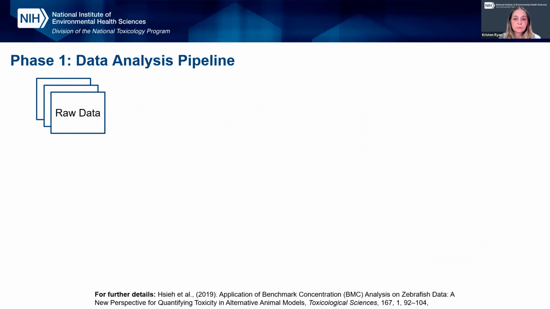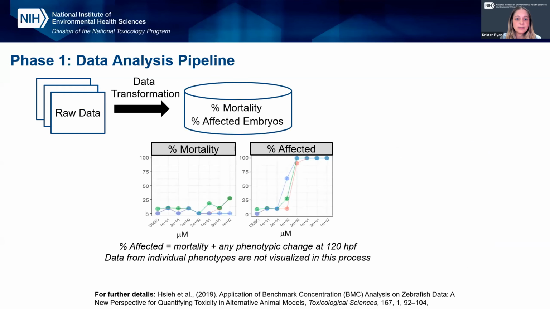So after receiving the raw data from each lab, the incidences of developmental effects are summarized as 2 different types of toxicity endpoints. We have percent mortality, or the percent of dead embryos, and the percent affected, which is the percent of embryos either dead or positive for any adverse phenotype or malformation. The response of the percent affected endpoint is always greater than or equal to that of the percent mortality.